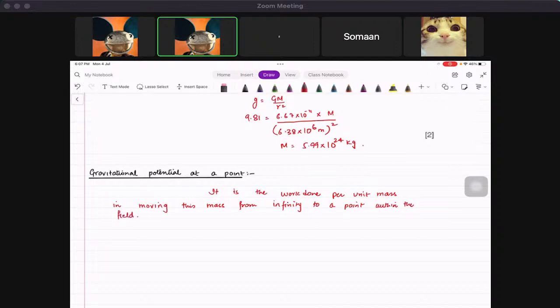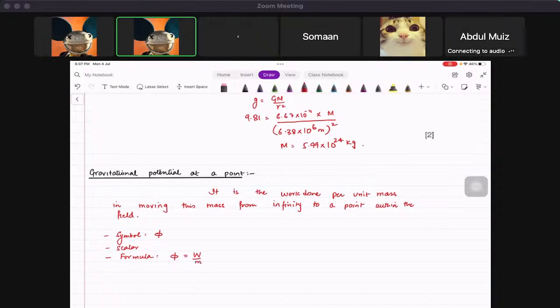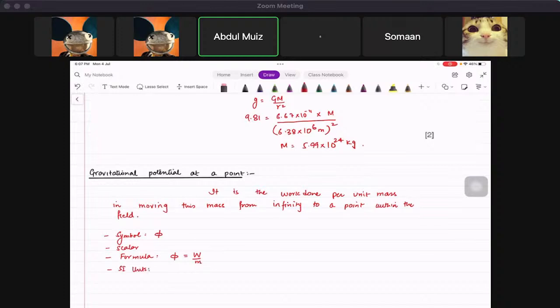Now, I'll explain what it means, but before that we should know that the symbol for this is phi, then it is a scalar quantity. The formula for this is phi equals work done per unit mass, and the SI unit for this is joules per kilogram, like that. Okay.